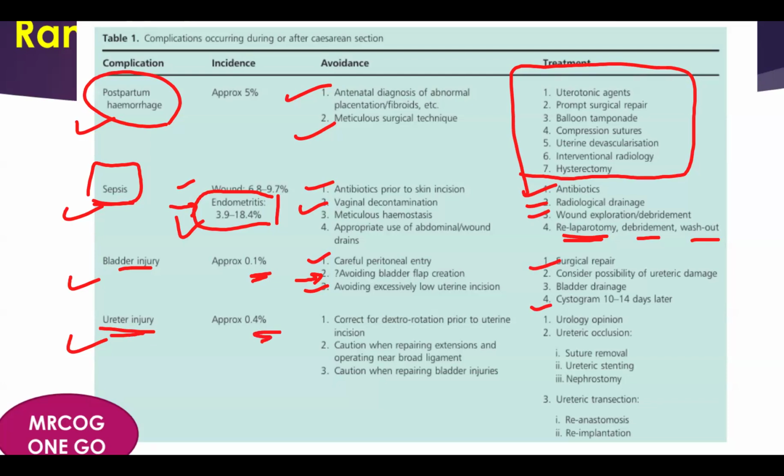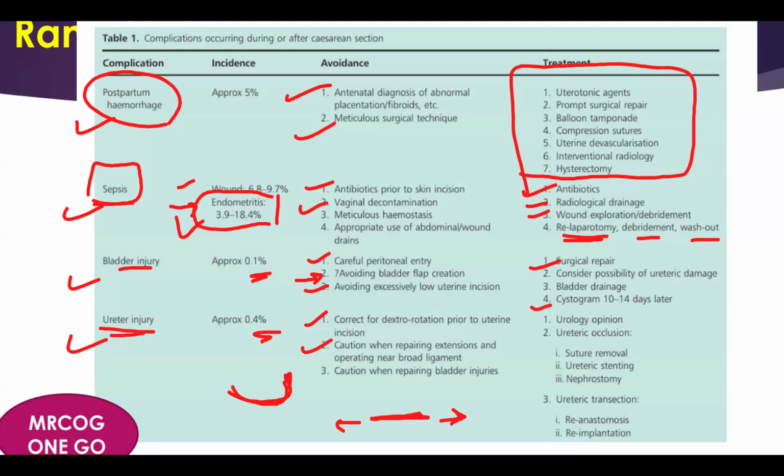So how to avoid? Correct for dextrorotation prior to uterine incision. Caution with repairing extensions. And part of this is not only repairing the extension: if you do a proper C uterine incision, don't go like this in the uterus, so the extension will go up. If you do it transverse, the extension will go here and the ureter will be at risk, right? So proper, not C or not U, but a proper C.